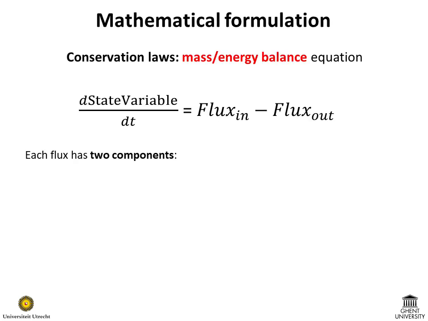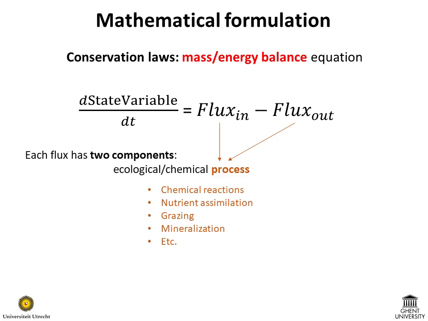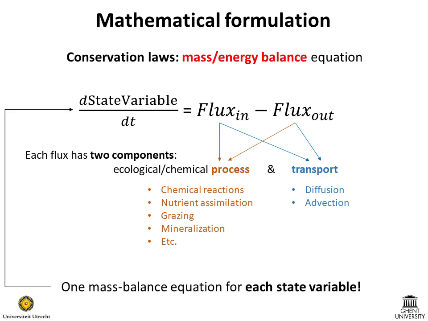To conclude this video, we emphasize that any mass balance model will generally consist of two different types of fluxes. One type of fluxes originates from an ecological or chemical process, such as a chemical reaction, nutrient assimilation, grazing, organic matter mineralization, etc., that exchange mass or energy within the system. And the other type of fluxes originate from transport processes that exchange mass or energy between the system and the surroundings. Additionally, we emphasize that we must formulate this mass balance equation for each state variable. Only then will we get a consistent and mass-balanced model.